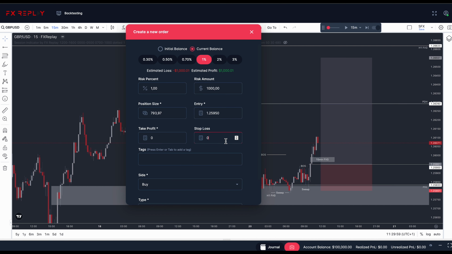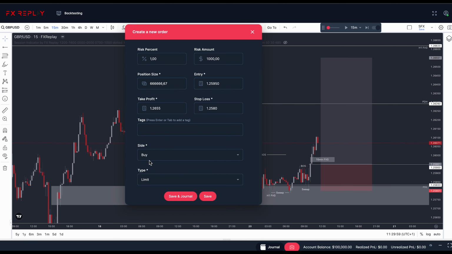Stop loss is 1.2580. Okay, and then we have take profit, which is 1.2655. Okay, so this is our take profit, stop loss, entry, and we're gonna risk 1%, which is 1000. As you can see, we have a side, it's a buy limit order. Okay, so we can just place, click save.